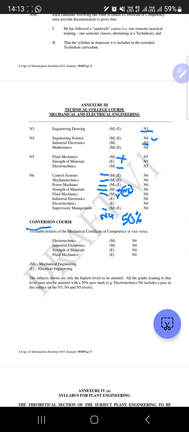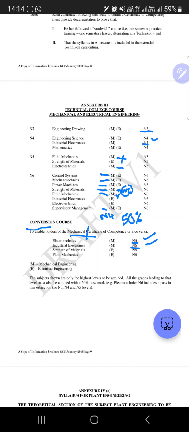So this side is your conventional course. If you are a mechanical engineer and you want to change to electricity, that means you need to go and do electrotechnics N6. If you're a mechanic and you want to do electricity, you must do your electrotechnics, and you must also do your industrial. So this will allow you to convert from mechanic to electricity.